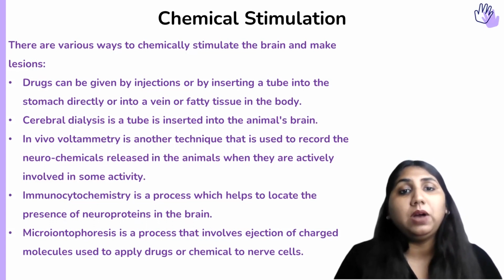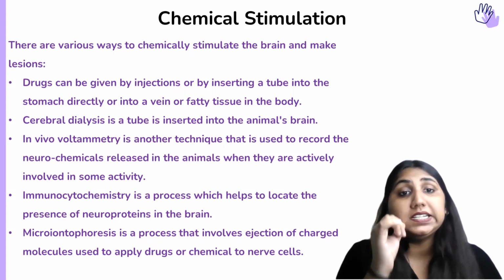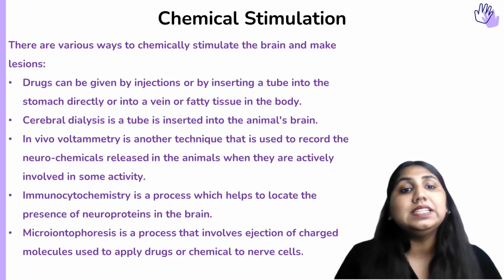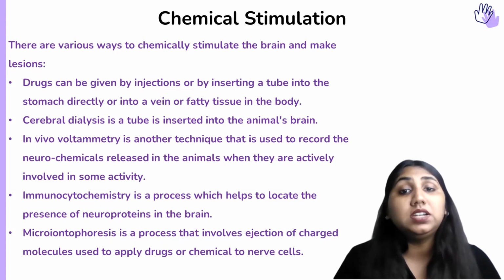When we talk about drugs or medicines in general, drugs are given through injections or by inserting a tube into the stomach directly, or into a vein or fatty tissue in the body. Okay, so the chemical activity of the brain can be assessed through this. Now, one is by using 2DG. 2DG is known as the 2-deoxyglucose technique.